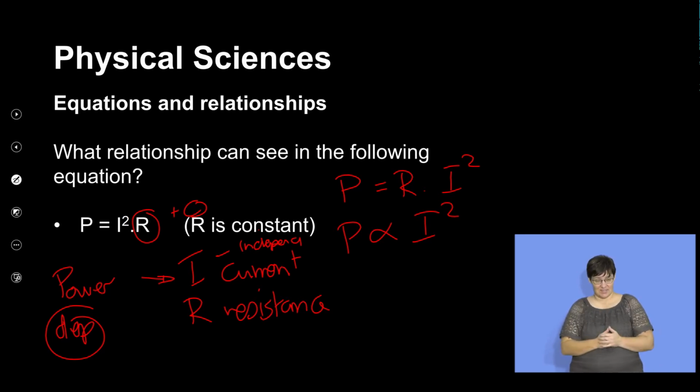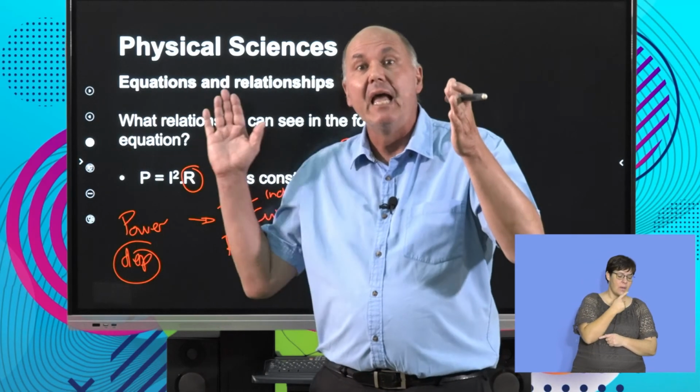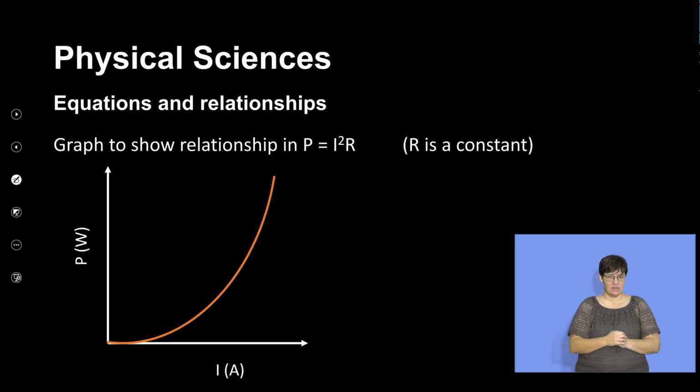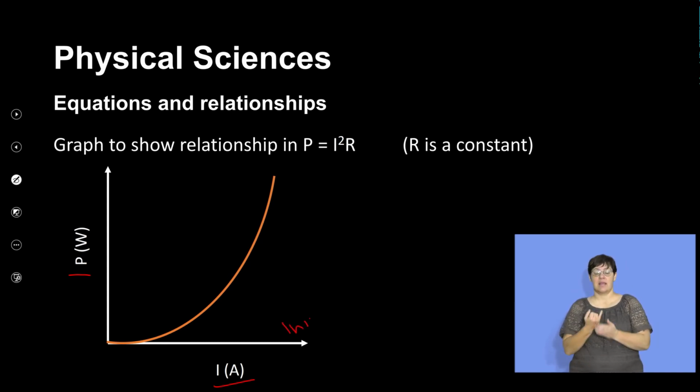Okay. Now, if we were to look at the graph from the data, we might be tempted to say, so what's the relationship between P and I? And if we did that, we'd get this sort of graph. P against I, where I is the independent variable, because it's on the horizontal, and P is the dependent variable, it's on the vertical.